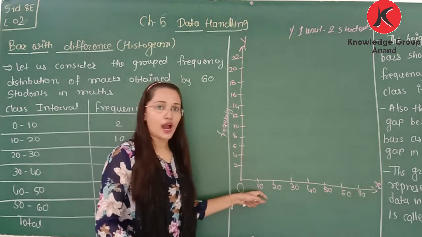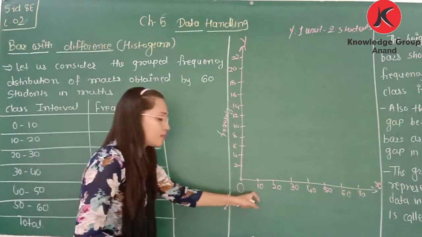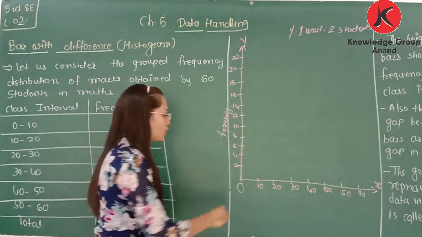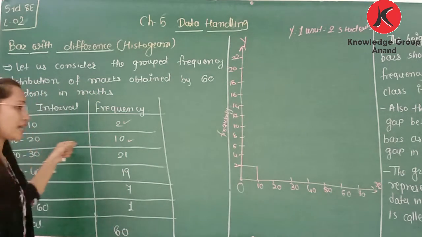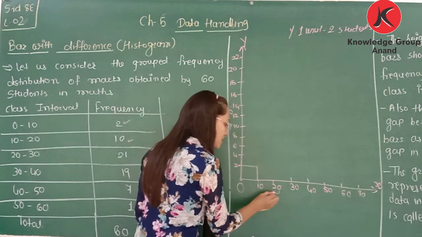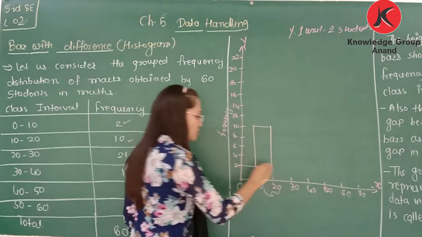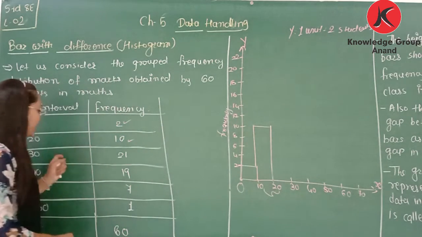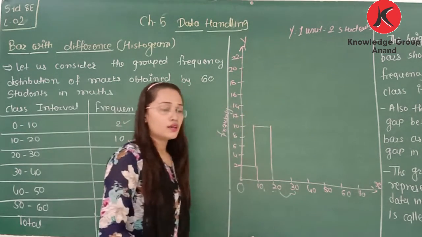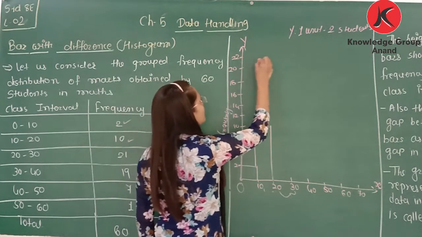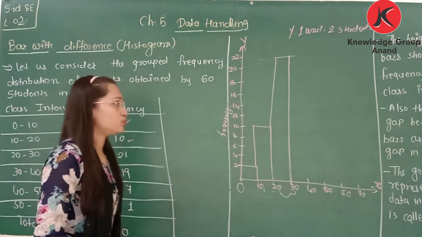So in 0 to 10, how many students get marks between 0 to 10? You can see here 2 students get marks between 0 to 10. So here you can draw a histogram bar for 2 students like this. Now 10 students get marks between 10 to 20. So here 10 to 20 is this group. So 10 students means you can represent it like this. Now from 20 to 30, 21 students. So here this is the group of 20 to 30. So the number of students is 21. So you can represent it between 20 and 22. So this is the bar for 20 to 30.